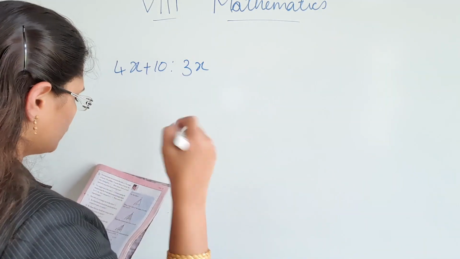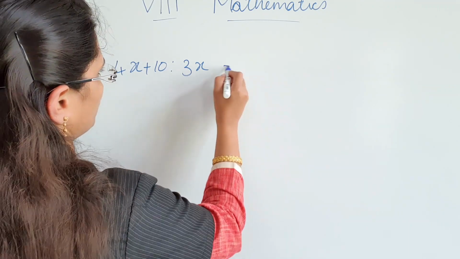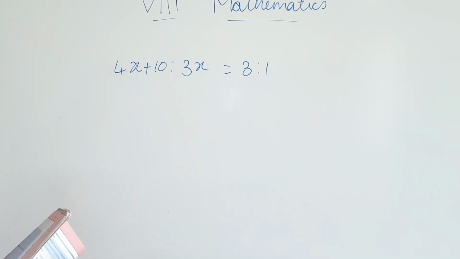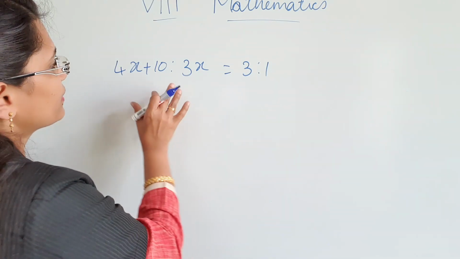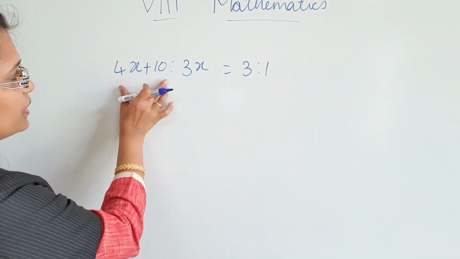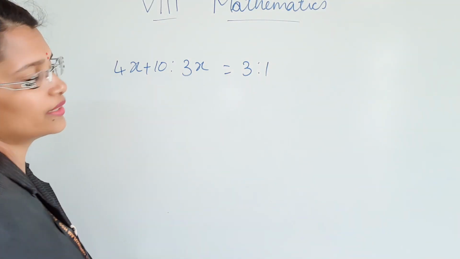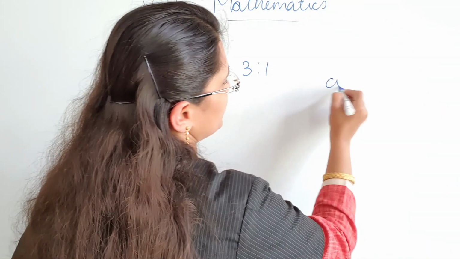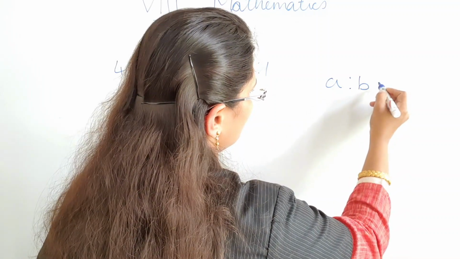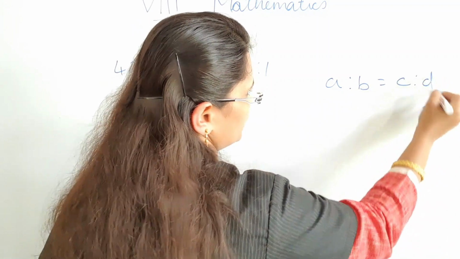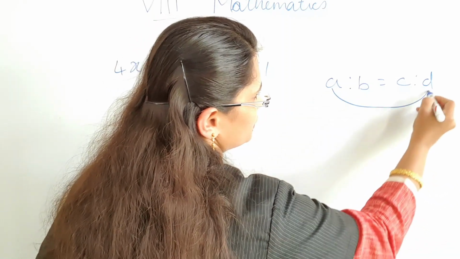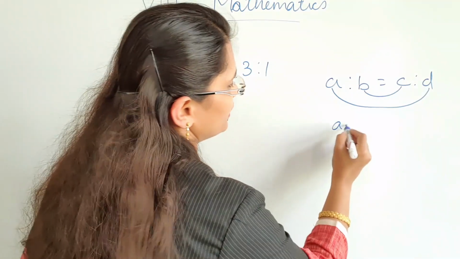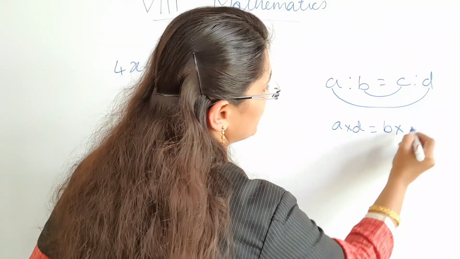So, 3x. What is the present ratio? 3:1. So, children, how do we do this? Here we have to compare two ratios. See, this is one ratio, this is another ratio. For that, one easy way is there. A is to B is equal to C is to D means A into D is equal to B into C.